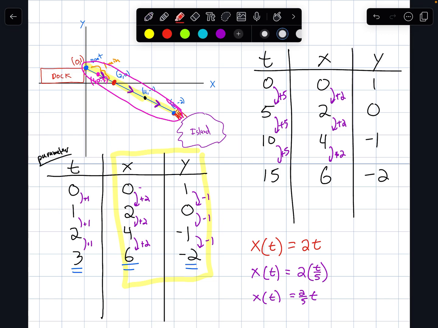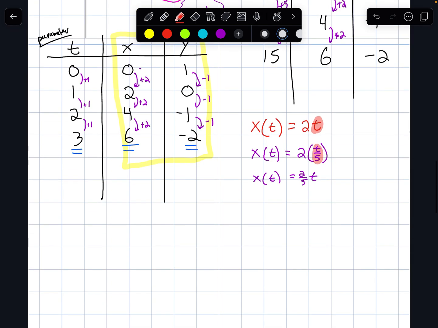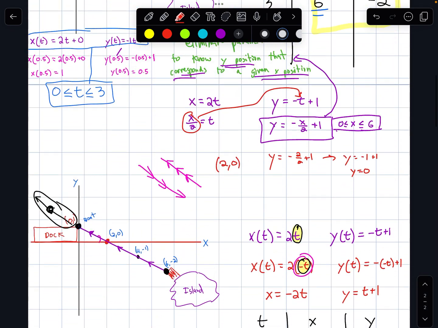But I don't even need to do that. If I want the boat to go 5 times as slow, I can just plug in t over 5 in place of where t originally was in the function, and now whatever t I put in, I've divided that by 5 and I'm going slower. If I want to go faster, I could say x of t, and let's say I want to go 10 times as fast, is equal to 2 times 10t. So now I'm going 10 times as fast on this journey, and that could be equivalent to 20t. So there are ways you can use the parameter t to represent modifying the speed and the direction.